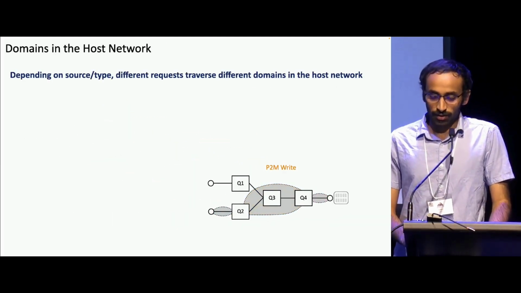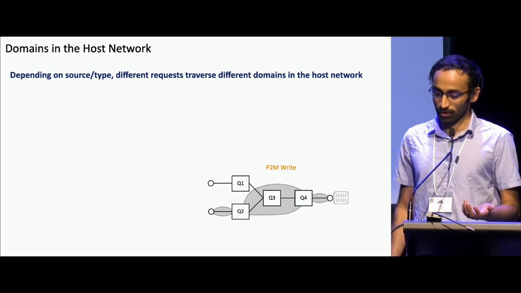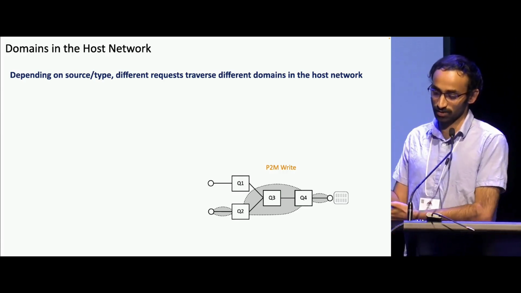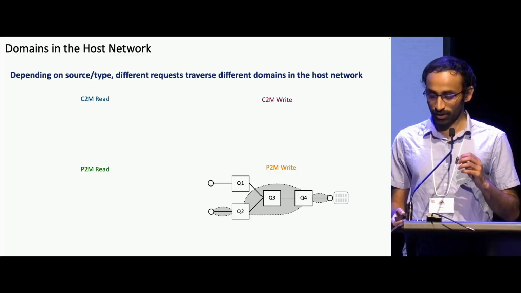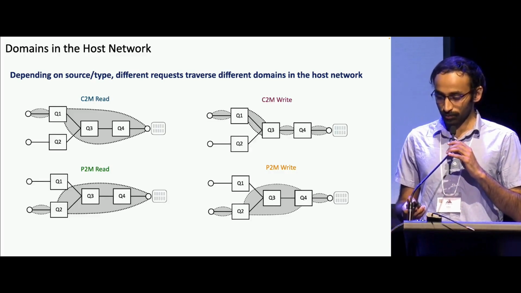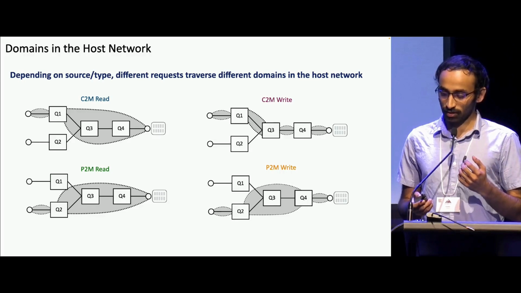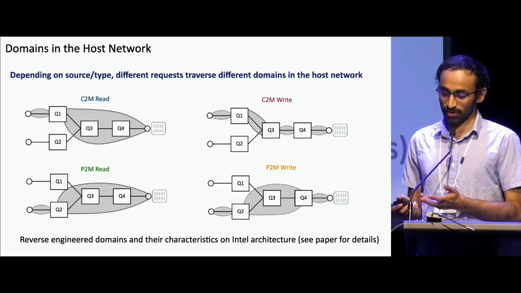It turns out that depending on the source, that is whether the request comes from CPU or peripheral, and the type, whether it's a read or write, the request is traversing different domains in the host network. What I showed you just now was for P2M write, and we can look at how the domains look for the other possible combinations of requests. Several of these details of domains and their characteristics are not in the public domain, and we reverse engineered these for the Intel architecture.